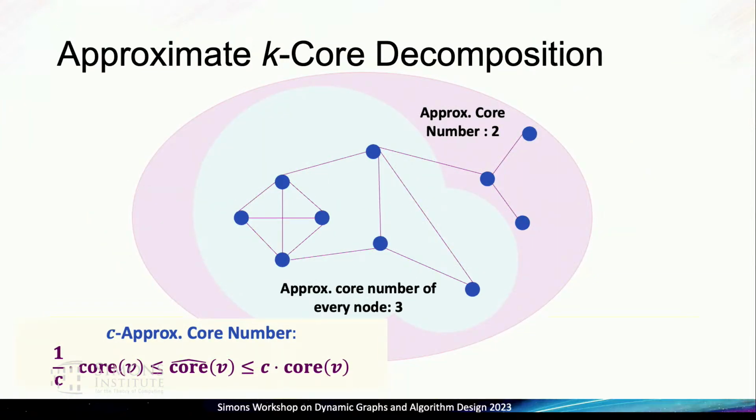Also, for exact K-core, it's very difficult to find parallel or distributed algorithms in small rounds and depth. So if we want to find algorithms for this problem, we should relax the problem a bit into the approximate K-core decomposition problem. A C-approximate core number, exactly as it sounds, is lower bounded by 1 over C times the exact core number, and upper bounded by C times the core number. So this is a two-sided error definition. You can turn it into one-sided by multiplying C across.